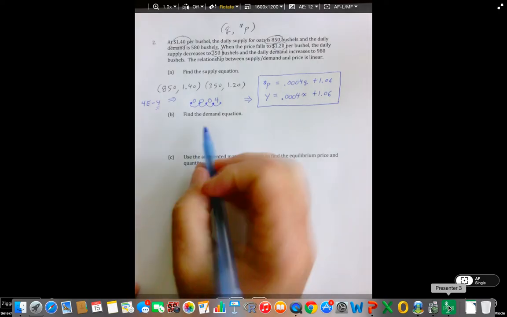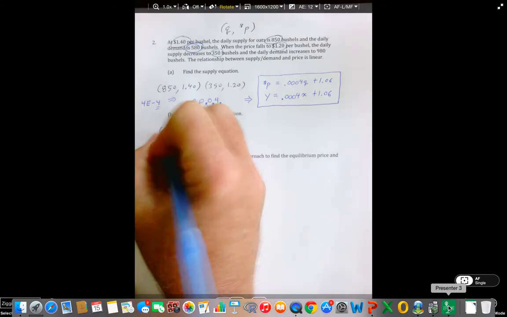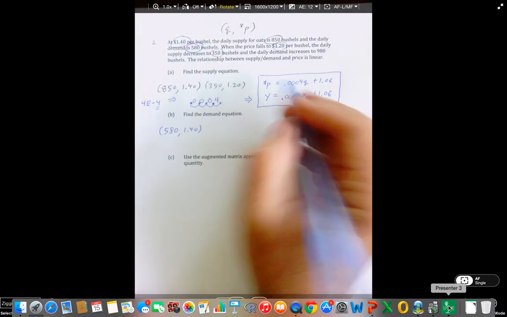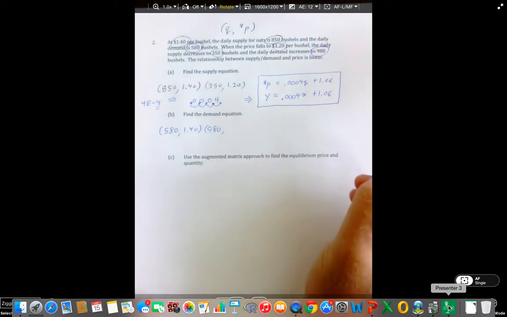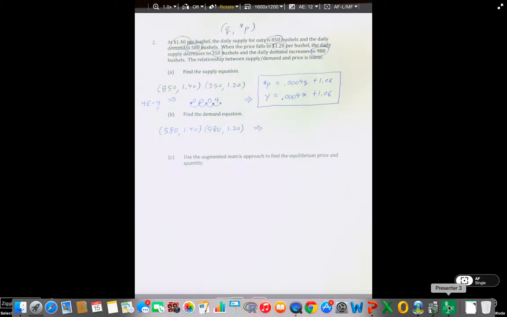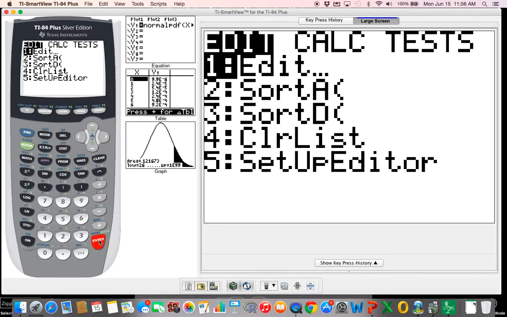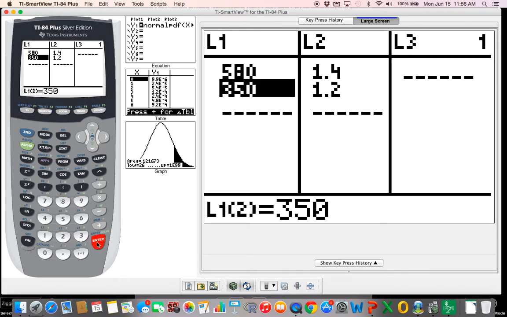Now, guys, for the demand, we're going to see that the 580 is the demand when we have $1.40, and 980 is the demand when we have $1.20. So I'm going to go back to calculator, go back to stat, go to edit. Now guys, the only thing I need to do is change the first 2 numbers, change the 850 to 580, and change the 350 to 980.